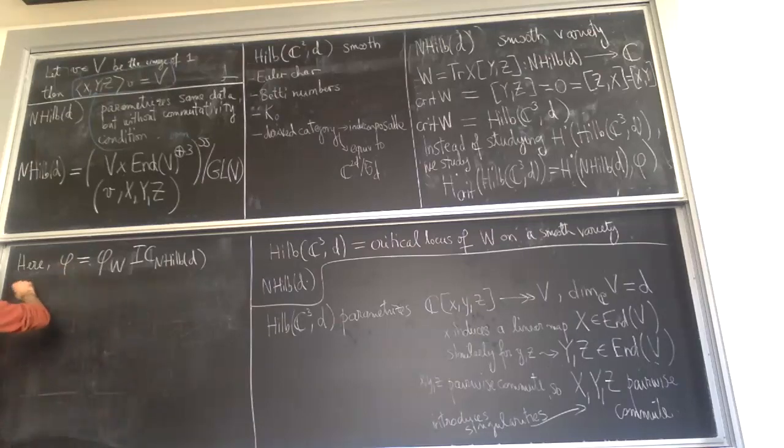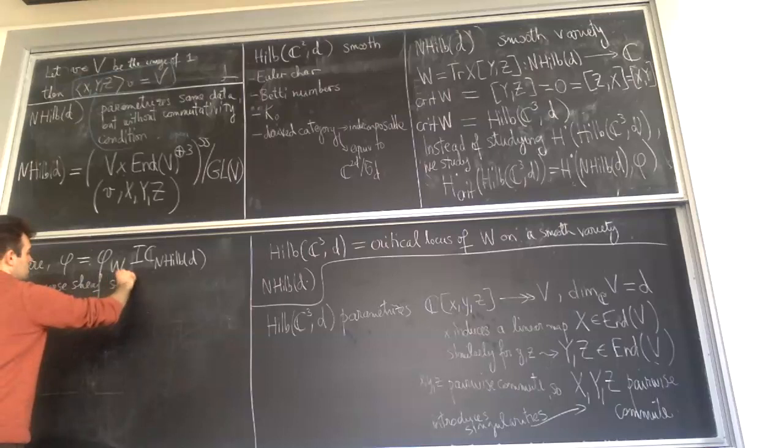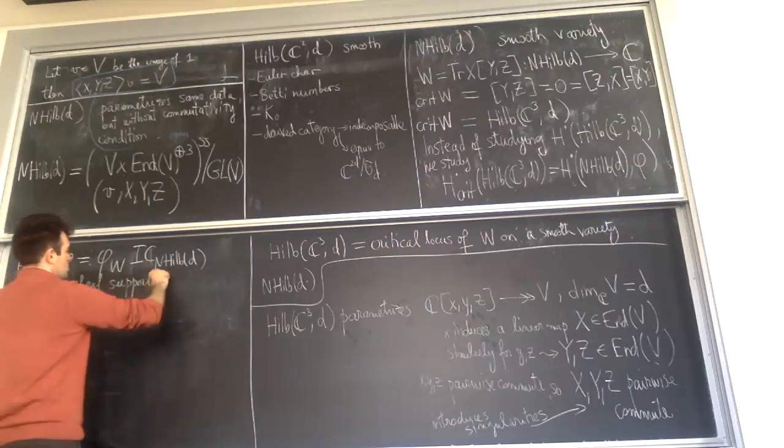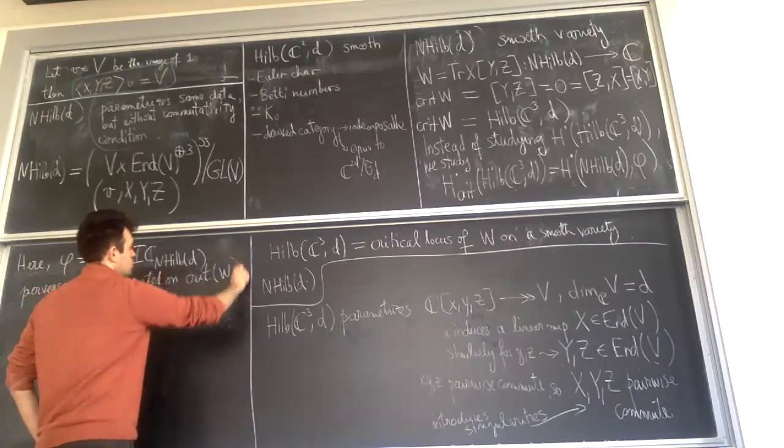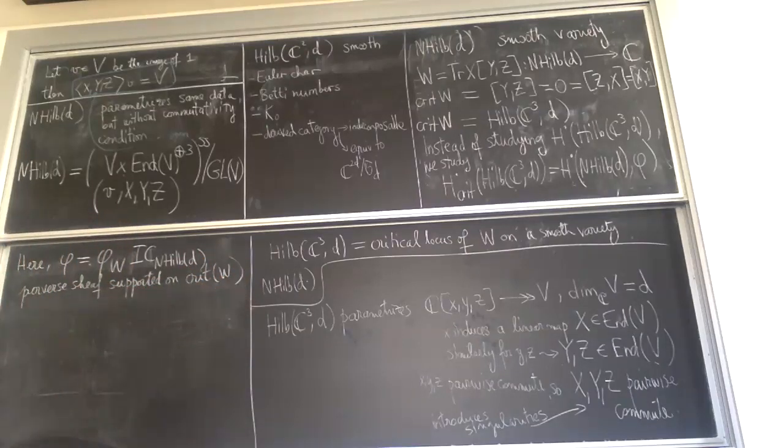So maybe I should say, this is a perverse sheaf supported on the critical locus of W. So it's a sheaf supported on the Hilbert schemes of points on C3, but it is not the constant sheaf. So the picture here.